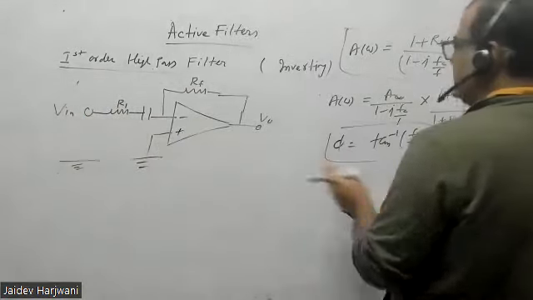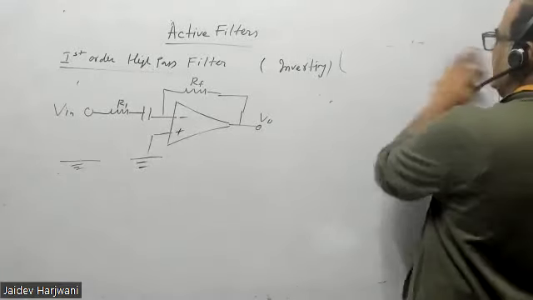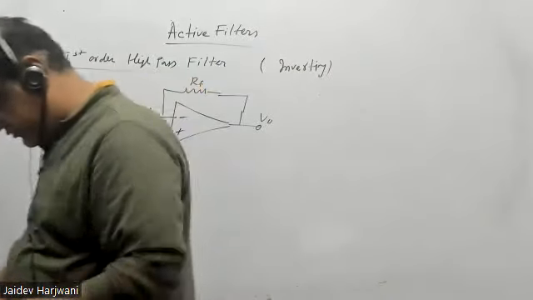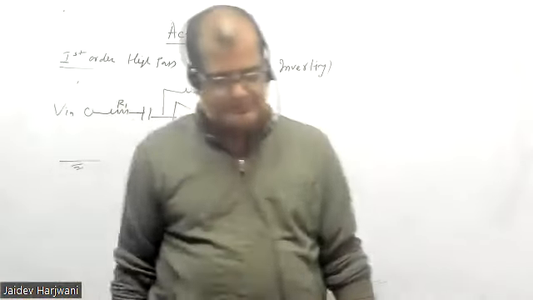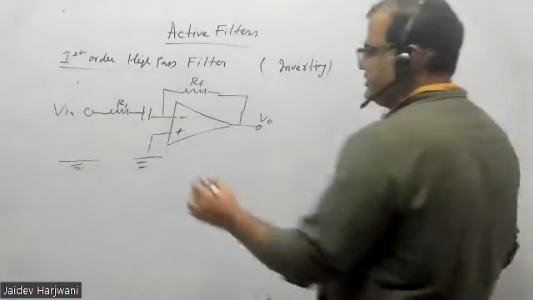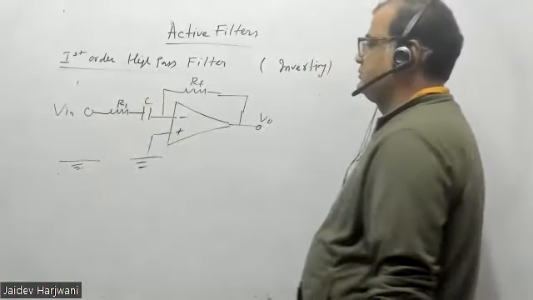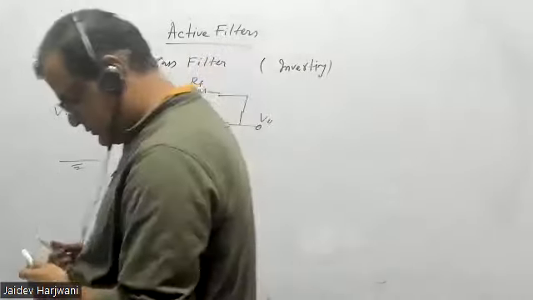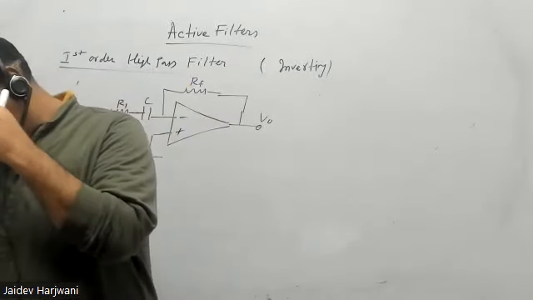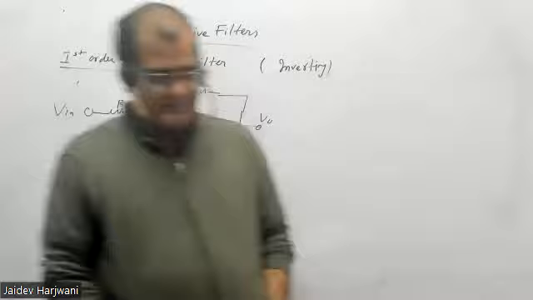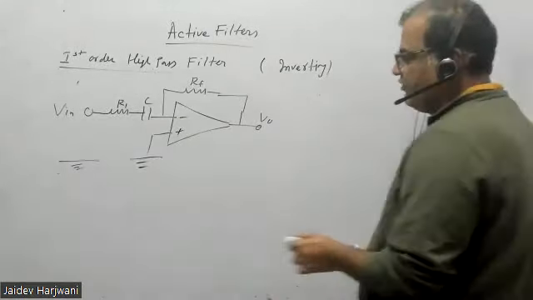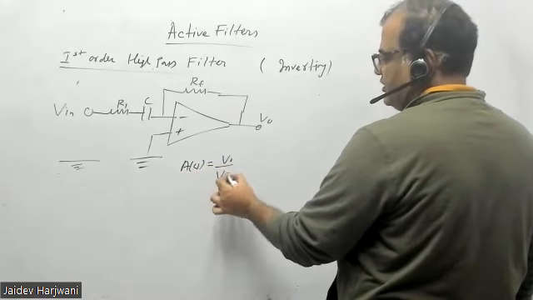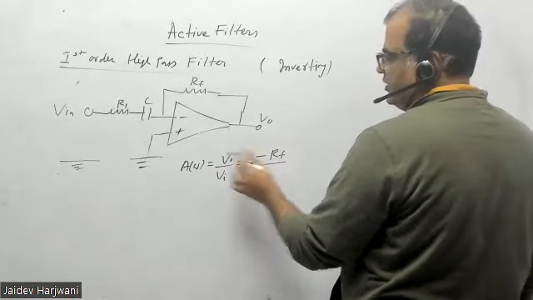Okay, tell me the expression of gain. Calculator, tell me, I'll give you 5 minutes. Gain expression and frequency, you tell me. This time again inverting. So inverting is what? A(omega) is V naught upon V input, minus RF upon ZI.